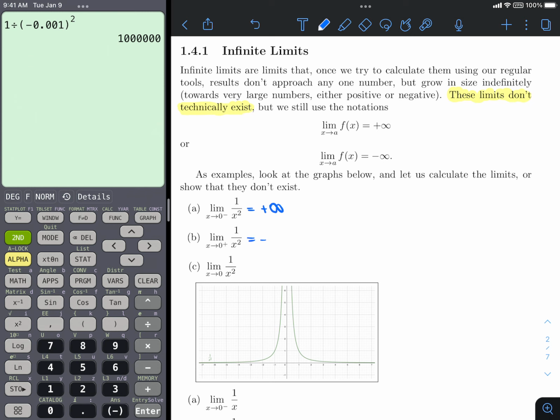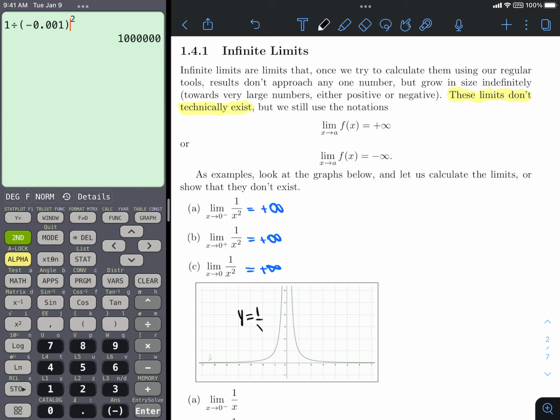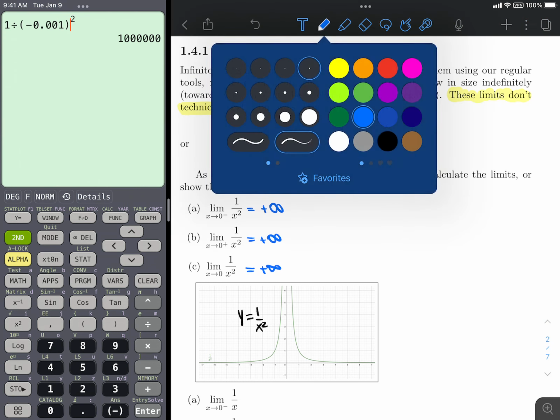And the same for the other one. So that means this also equals plus infinity. You can see that graphically. This is the graph of y equals 1 over x squared. And you can see that by following the graph. If you make x closer and closer to 0, y gets bigger and bigger, positive. It goes up indefinitely. So that's it. Let's do a different example.